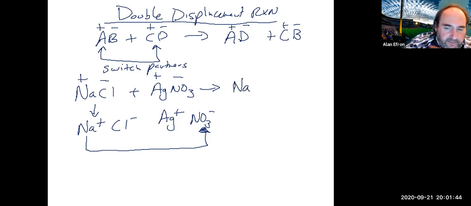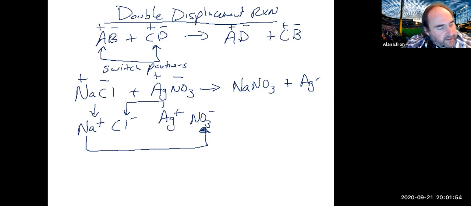That's +1 and -1, which means I just need one of each. The silver and the chloride will also hook up, +1, -1. I need just one of each of those, and we will get our equation. At this point, I can go to balance it, which is balanced. Everything's the same on both sides.